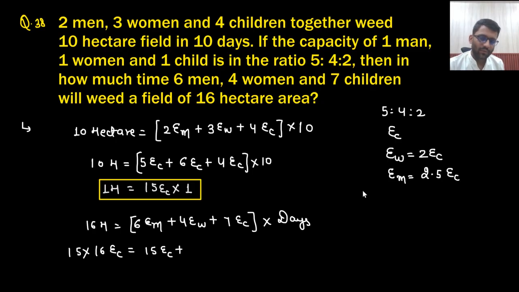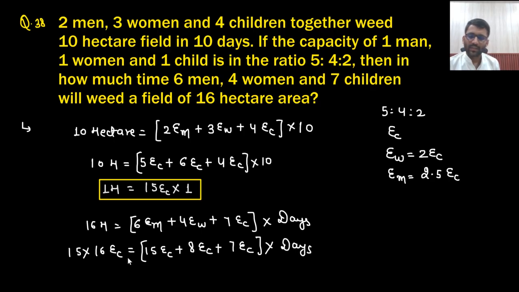children. 4 women is equal to 8 children, and 7 children is equal to 7 children only, into number of days. So what is the number of days? 30 and 2, 8. Number of days is 8. So if you solve this, you get the number of days as 8.